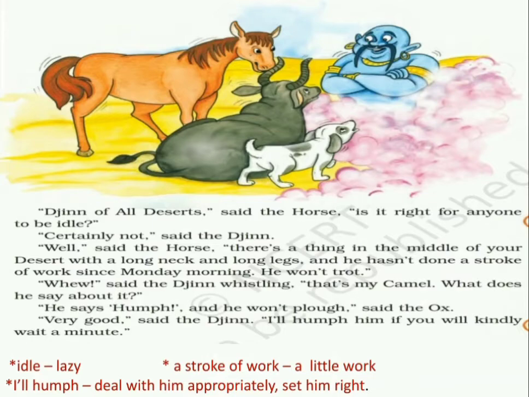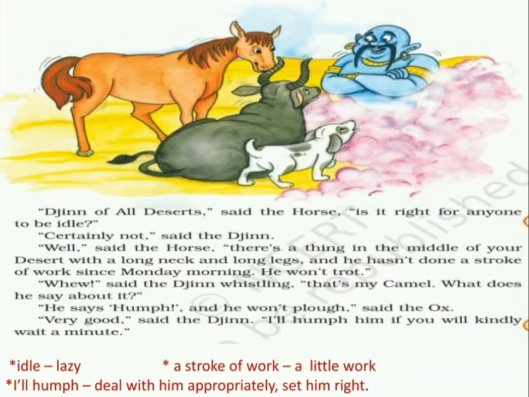And see, what word does it use? See, children, there's a thing. So it refers to that camel as a thing. Where is it? In the middle of the desert. And the horse also describes the camel, long neck and long legs. And he hasn't done a stroke of work. You can underline this, children. Stroke of work means a little work. So even a little work this camel did not do. From when? Since Monday onwards. He won't trot. Trot means he won't walk, or he won't take short steps. He won't move from there.